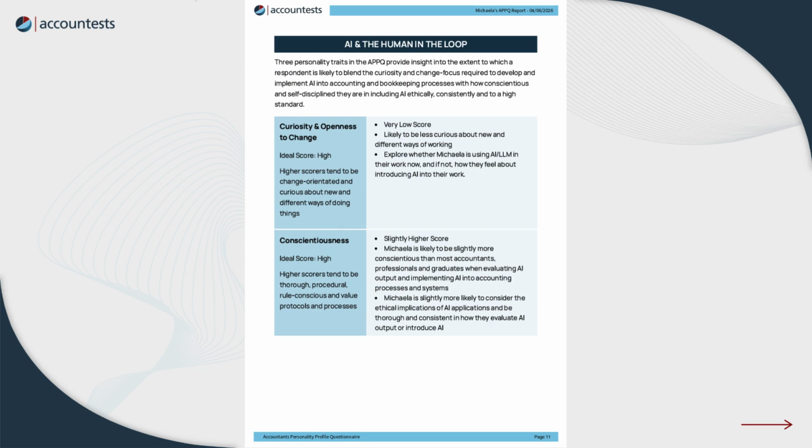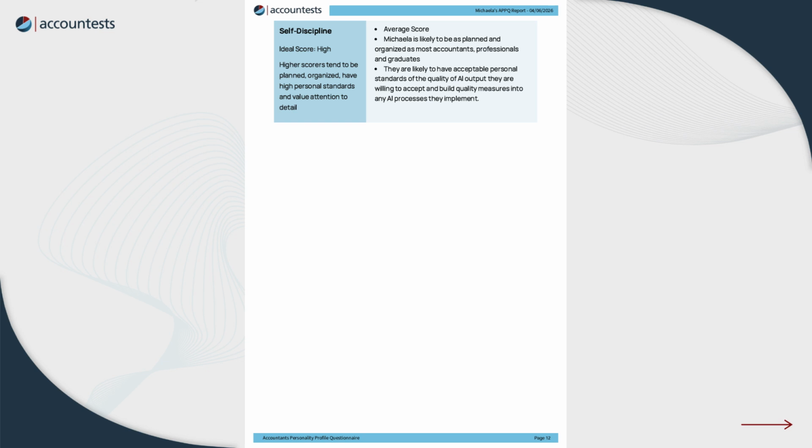Moving on a page, we get to a 2026 edition to these reports, where we focus on a respondent's score in the 3 personality traits that correlate with having the curiosity to explore the possibilities of utilizing AI and large language models in the workplace, whilst playing the essential role of being the human in the loop in verifying the quality of AI output and applying AI ethically and conscientiously into workflows and processes. The preferences are for high scores in openness to change, conscientiousness, and also self-discipline. How each respondent scores in each of these traits is described in the right-hand column, along with suggested interview questions and options for personal development to address potential concerns.